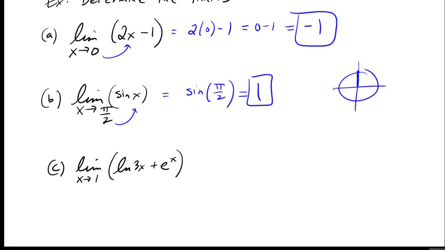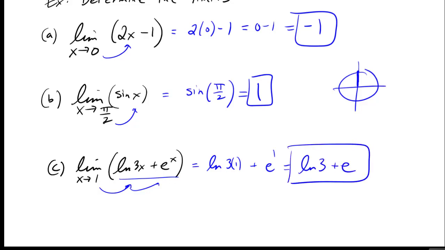How about the limit as x approaches 1 of ln 3x plus e to the x? Well, it may not look pretty, but this is a perfectly nice function as far as this substitution property is concerned. I just need to plug 1 into these pieces of the function. So I get ln of 3 times 1 plus e to the 1. So I'd get ln 3 plus e, which, not a number you come across a lot, but a perfectly fine real number, ln 3 plus e.